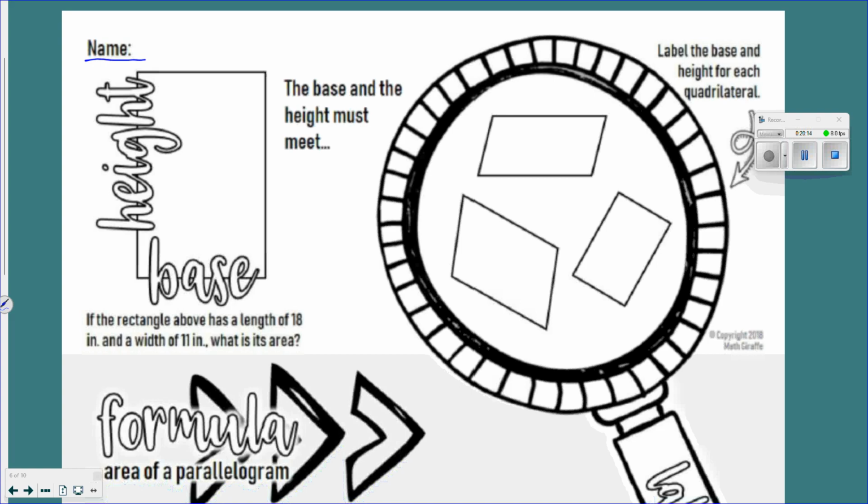So we've already talked a little bit about this, but when we are working with parallelograms and rectangles, the base and height must meet where? What did we just say is the key symbol to know where they're going to meet?